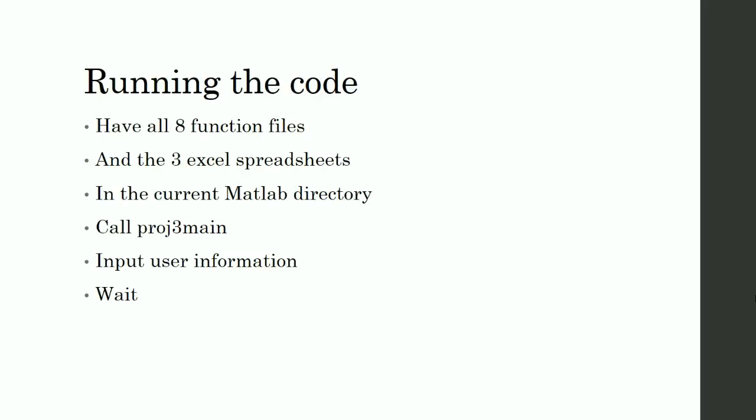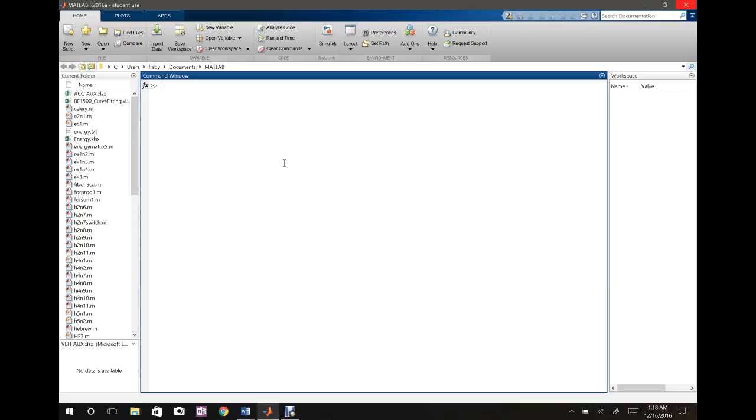Running the code is quite simple. First, one must have all 8 function files and the 3 Excel files in their working MATLAB directory. Then one simply calls proj3main and inputs the information for the prompts and waits for the code to run. I will now run the code in MATLAB, initiating it by typing in proj3main.